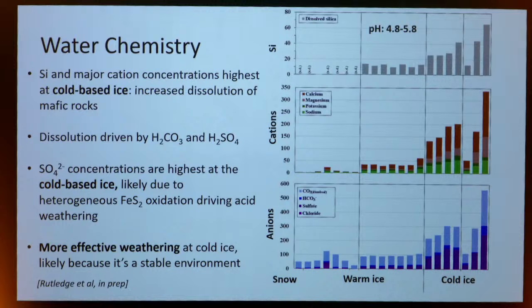You can also see that sulfuric acid concentrations are highest in the outwash from the cold-based ice, and this is likely due to more pyrite oxidation happening at those margins, which then drives acidic weathering. And we can get into the feedback loops there, but again, more stuff is happening at the margins. We think that you're seeing more effective breakdown of these silicate rocks at the cold margins, probably because there's just less water being flushed regularly. So everything is sitting in contact for longer residence times. It's a more stable environment over longer periods.